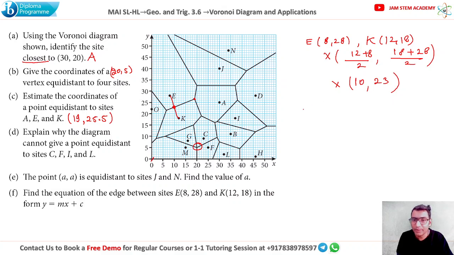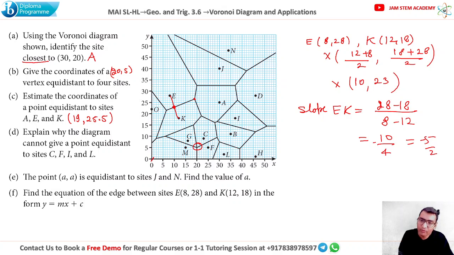And what about the slope? First, we need to find the slope of EK using the 2 points. So you can use 28 minus 18, the difference of their y values, divided by the difference of their x values, which is 8 minus 12. Okay, simplify it, you get 10 over 4 with a negative, which means minus 5 by 2.